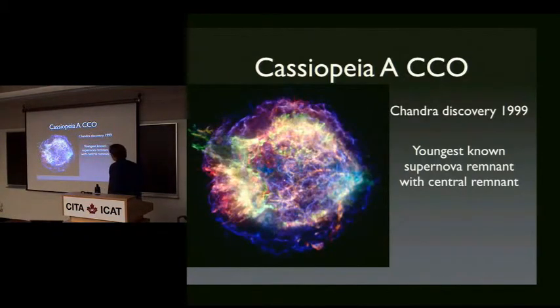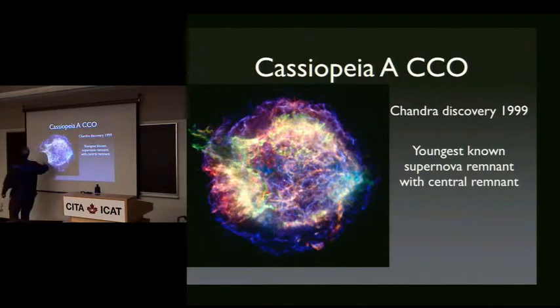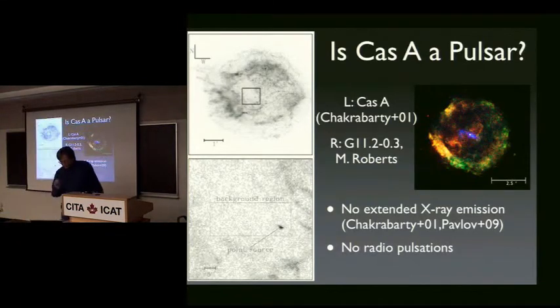The most exotic in some ways of these is the Cas A central compact object, which is the youngest known supernova that has a central object in the center. It was discovered in Chandra's first light image in 1999. This is a later Chandra image, not the discovery image. So this is probably the youngest known neutron star.